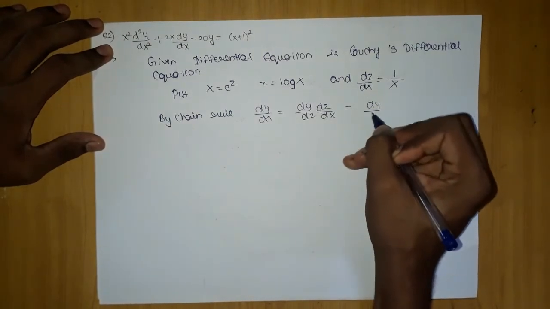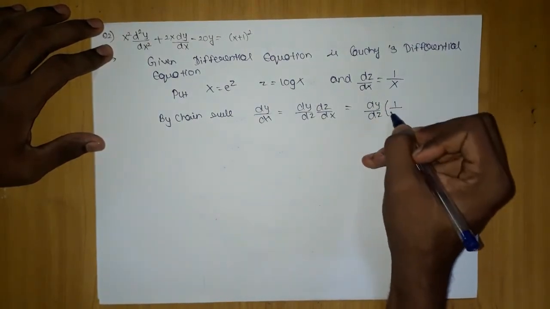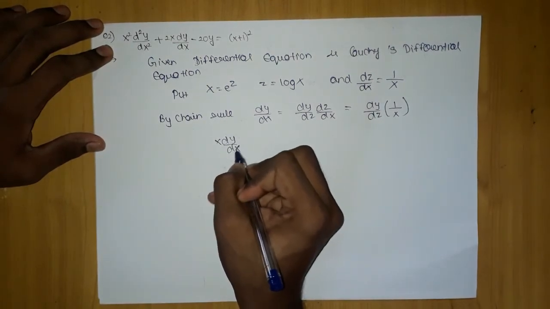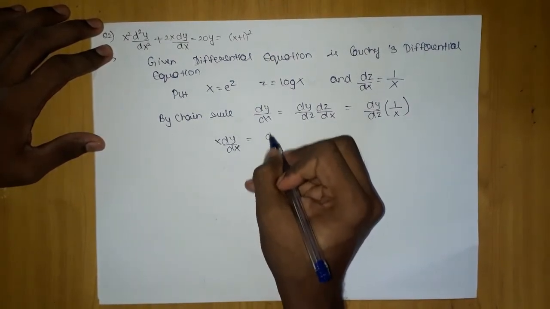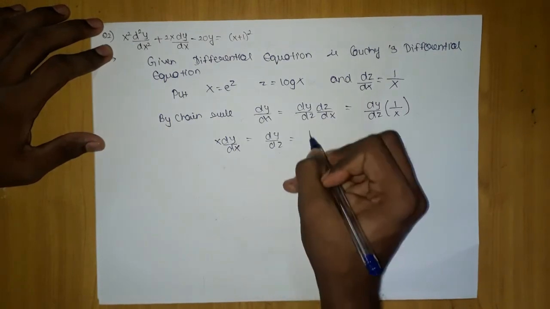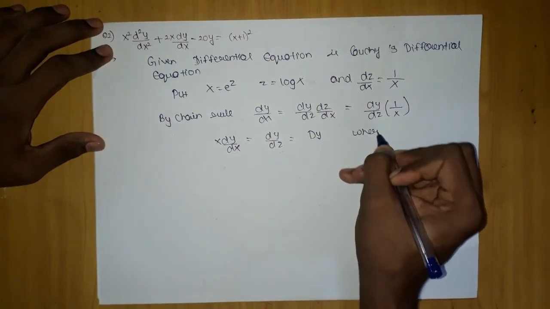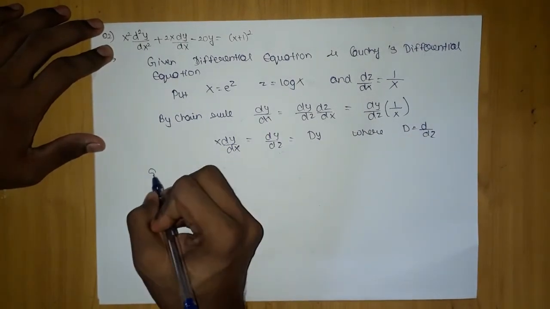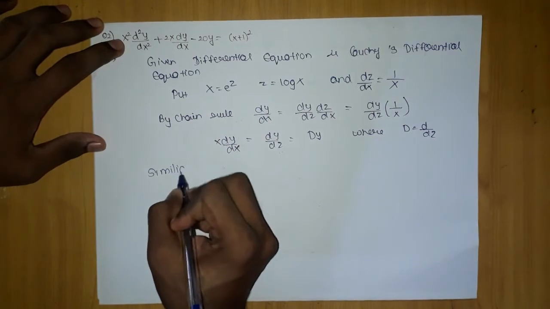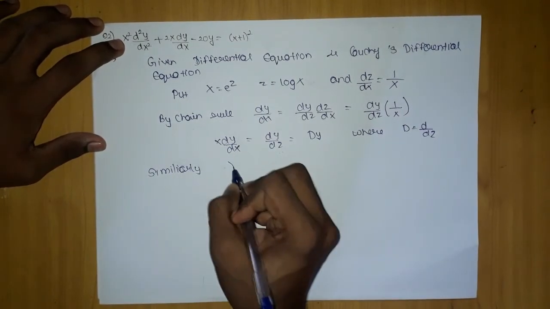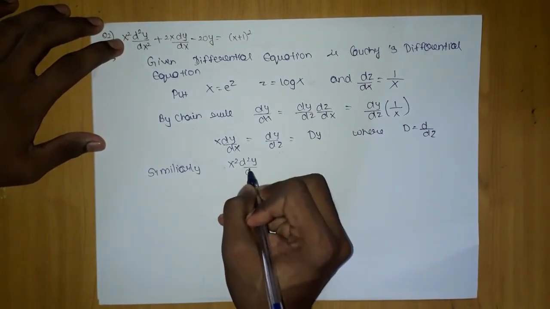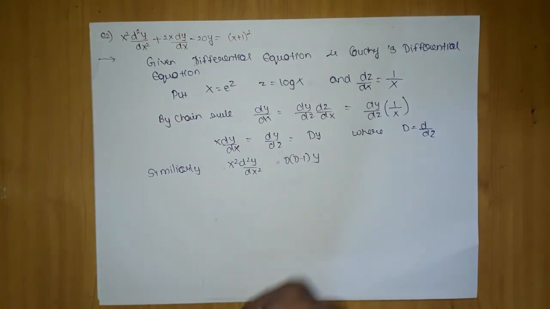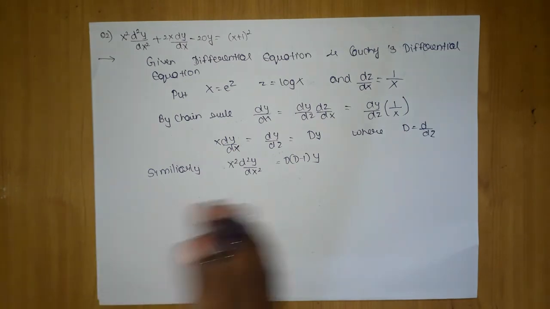So dy by dz will be as it is. You can substitute dz by dx as 1 by x. You will get x into dy by dx value as dy by dz, which you will call D into y, where D equals d by dz. After writing this, similarly here you again require till the x square term. Similarly, x square d square y by dx square you will write as D into (D minus 1) into y. So you got this part.